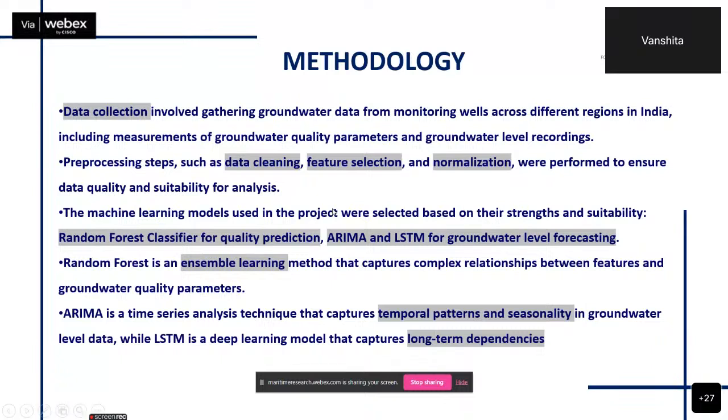Random forest is an ensemble learning method which was successfully able to capture the relationship between features and groundwater quality parameters. And in the second case, ARIMA, the time series analysis technique, was successfully able to capture the temporal patterns and seasonality in groundwater data. LSTM was able to capture the long-term dependencies in data.